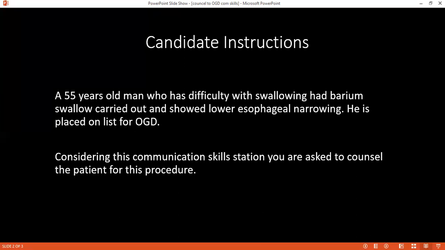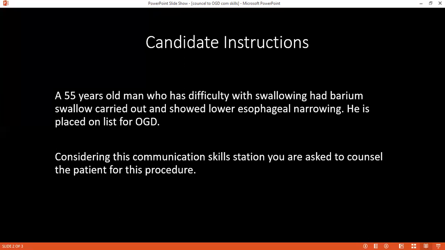The advantage of doing this is we will be widening the narrowing which we have seen on the barium swallow investigation done earlier, as well as visualizing all the images which the camera will relay to the screen. We will also take a biopsy of such areas inside your intestines so that we can test them. So does that sound all right?